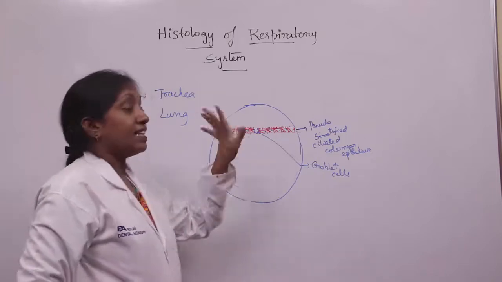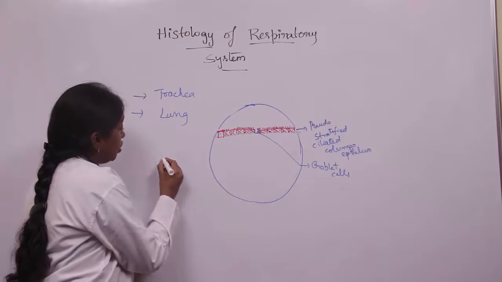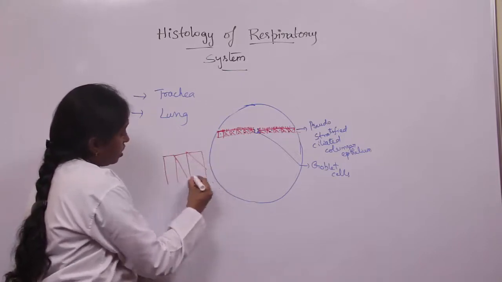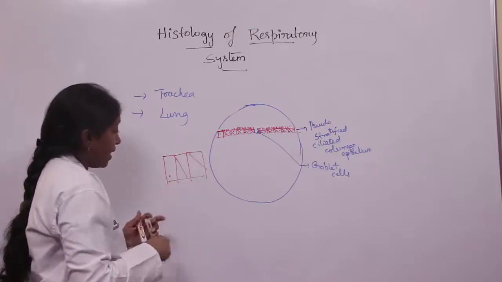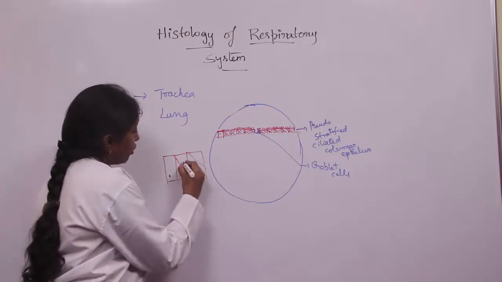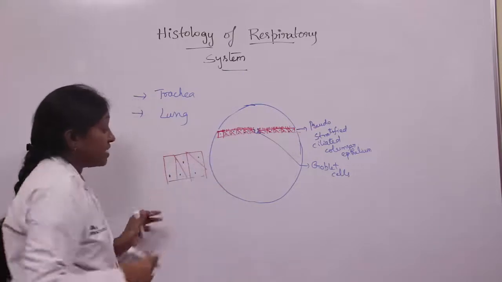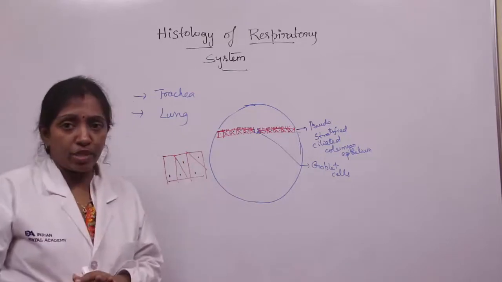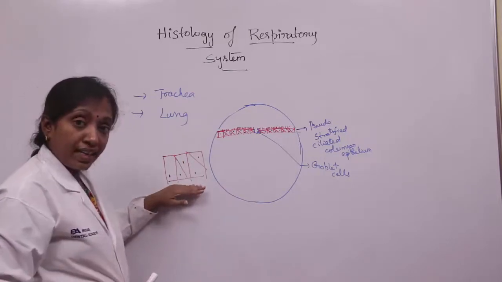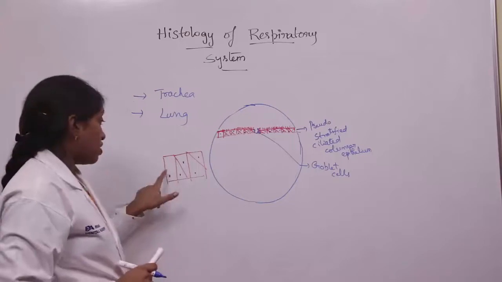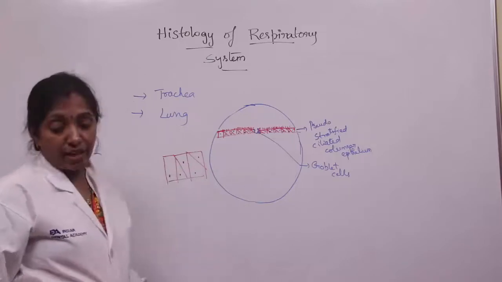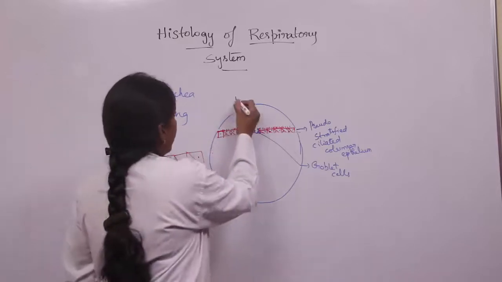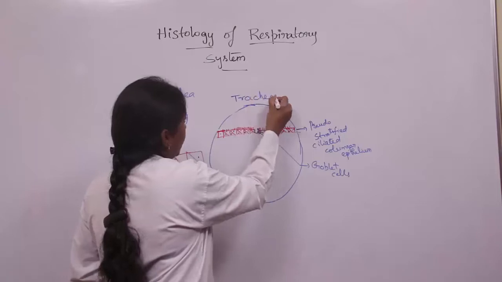Though, because the cells are of different shapes, look here. The cells are single layered but of different shapes, and the nucleus is arranged at different levels, so it looks like more than one layer of cells is present. But the cells are only single layered, of different shapes. The nucleus is present at different levels. That's why it is pseudostratified in appearance. So the epithelium of the trachea is pseudostratified ciliated columnar epithelium.